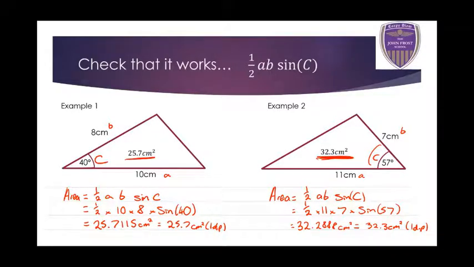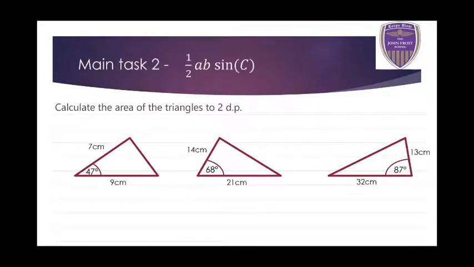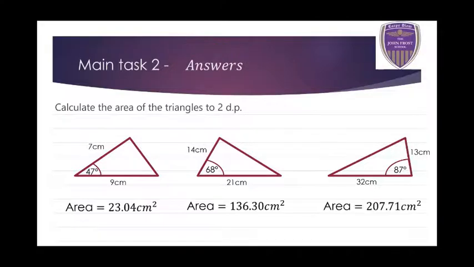So we're going to use this nice and simple formula to solve some areas of non-right angle triangles. Have a go at these questions with your newly discovered formula. Pause the video and give these a go. Okay, so here are the answers. I did want these to 2 decimal places, so just make sure wherever your answer was, you rounded to 2 decimal places.